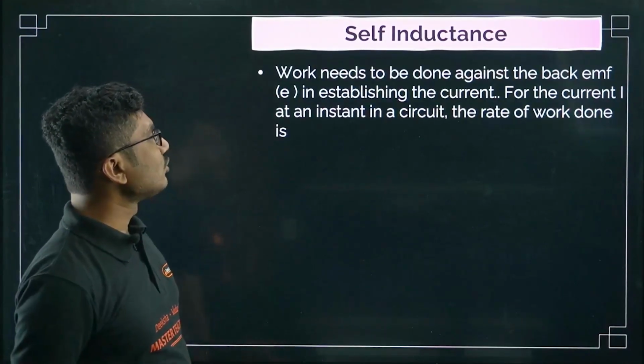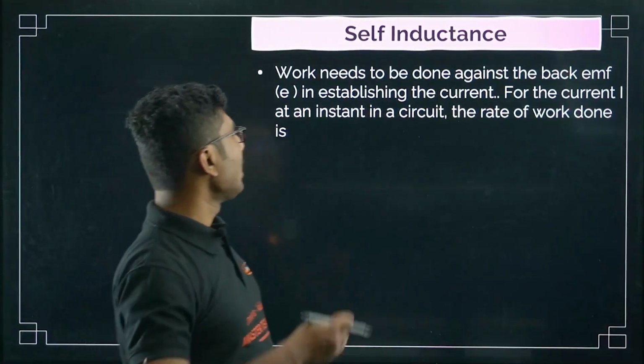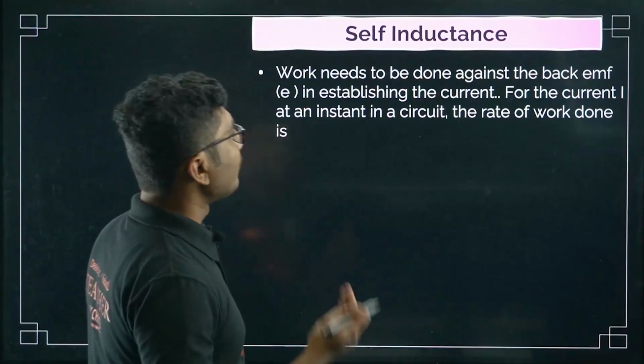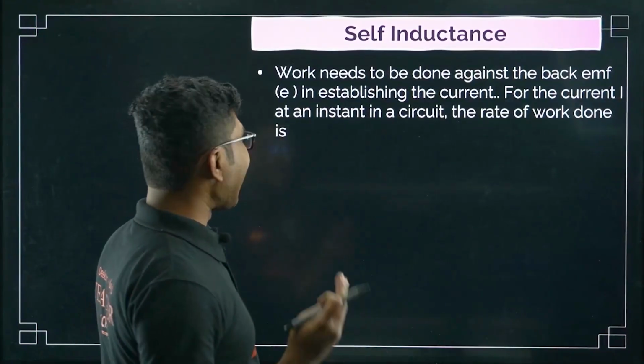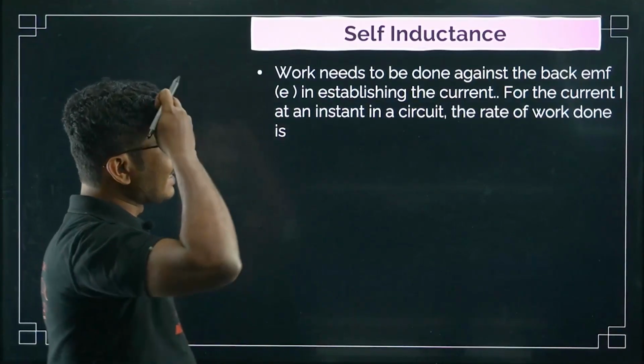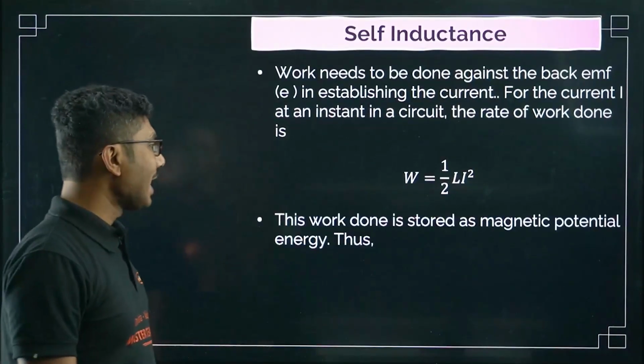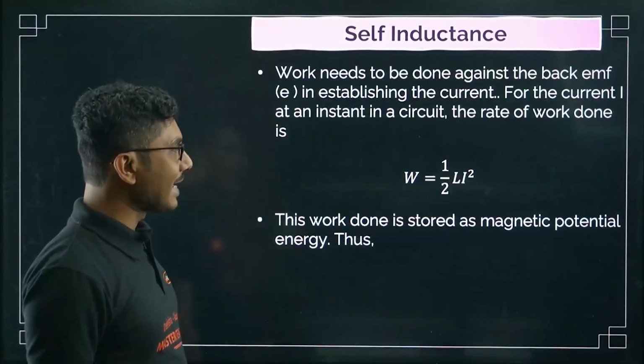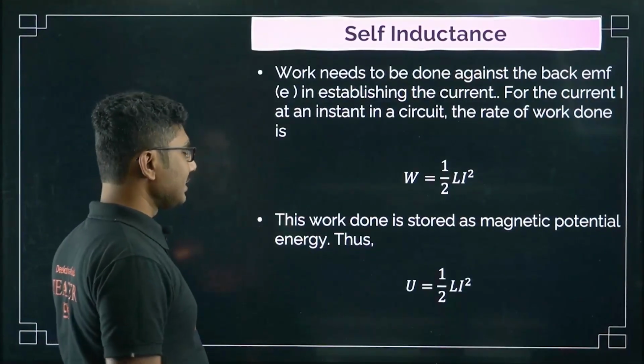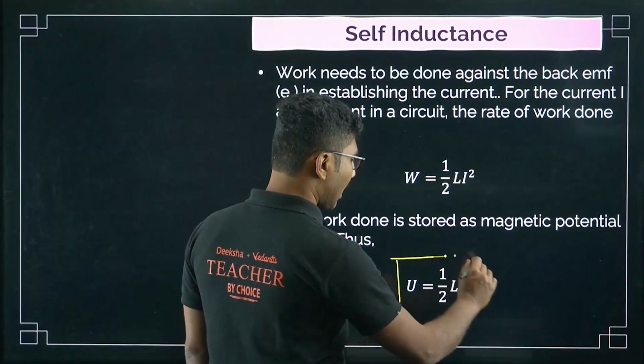Now work needs to be done against the back EMF in establishing the current I in a circuit. The work done is given by half L I square, and this work is stored as magnetic potential energy. Thus magnetic potential energy is basically half L I square.